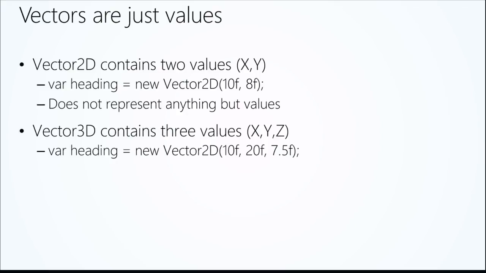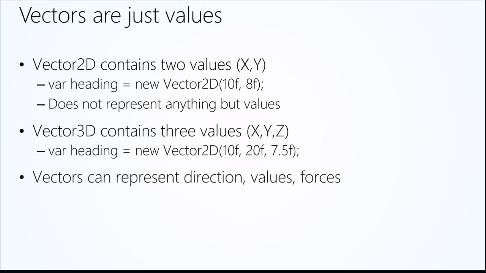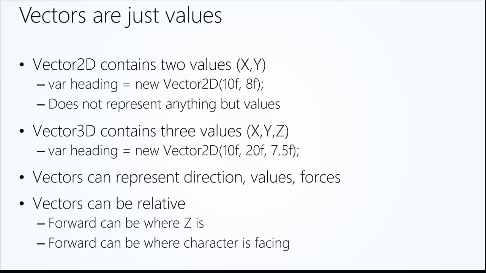A Vector3 object, which exists in Unity, just contains three values, x, y, and z. And again, they're just numbers. The fact that it's called x, y, z means absolutely nothing. They could have called it q, h, and a. They just try to map it to what you're using as your coordinate system in Unity. Vectors can represent different things: directions, values, forces. They can represent a rotational value. They're just values. And they can be relative too, which is something very important to understand in Unity.